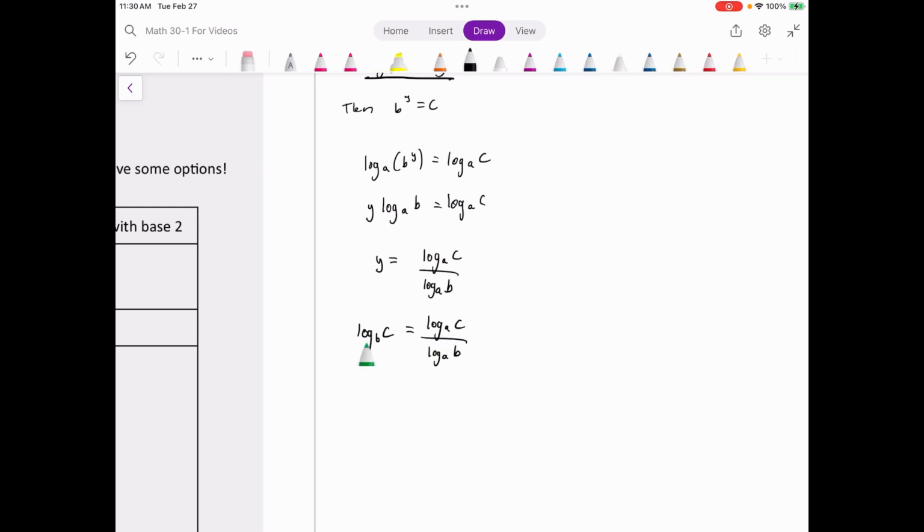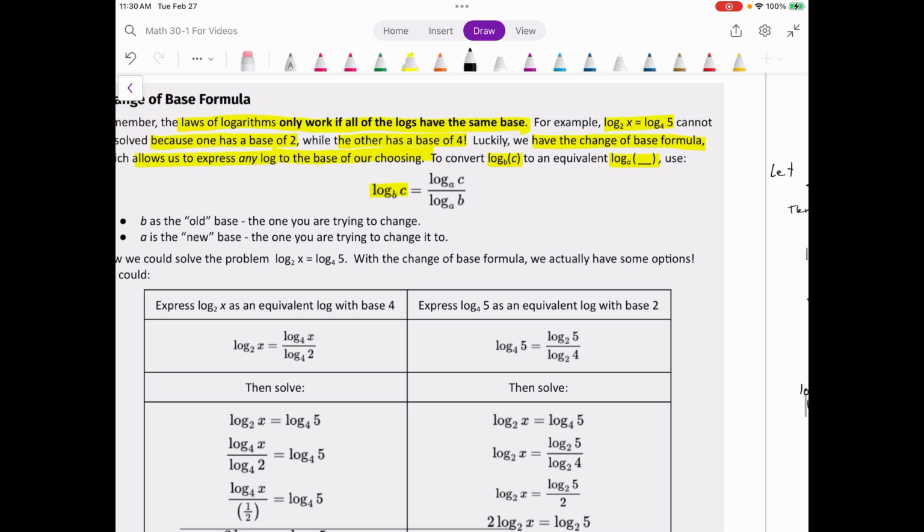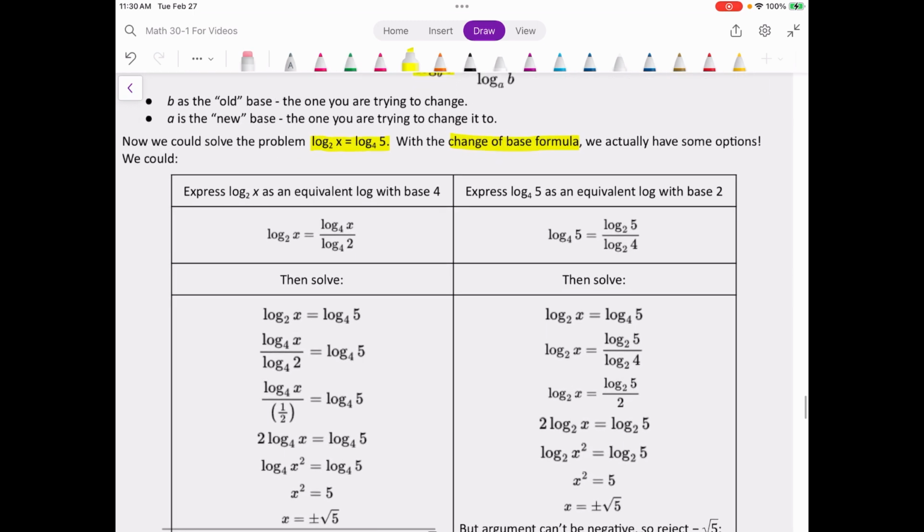So we could use this to rewrite, for example, well, let's just jump into it because it's the same example we had here, or a similar one anyway, right? If I had log base 2 of x equals log base 4 of 5. Now we can solve this because with the change of base formula, we've actually got options. I could either rewrite this in terms of log base 4s, or I could rewrite this in terms of log base 2s so that they both have the same base.